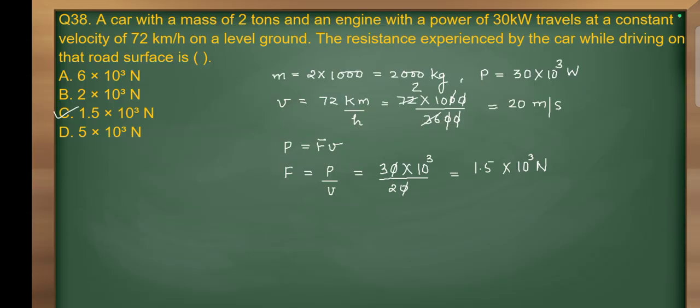We know that power is equal to force into velocity. So force will be equal to power by velocity. We will put the value of power, that is 30 into 10 raised to power 3, divided by velocity, that is 20, and this becomes 1.5 into 10 raised to power 3 Newton. So option C is correct.